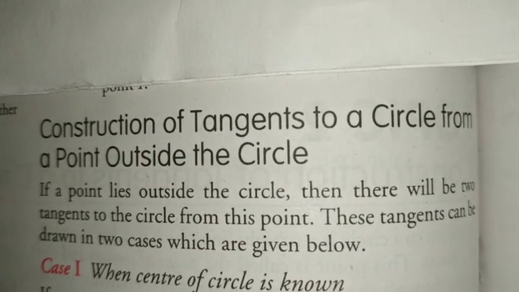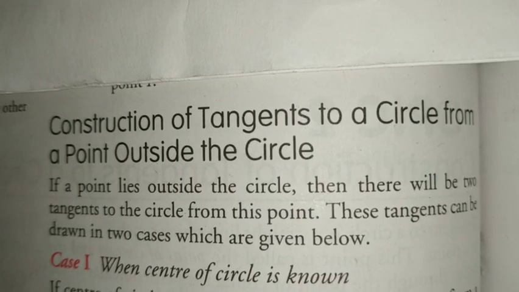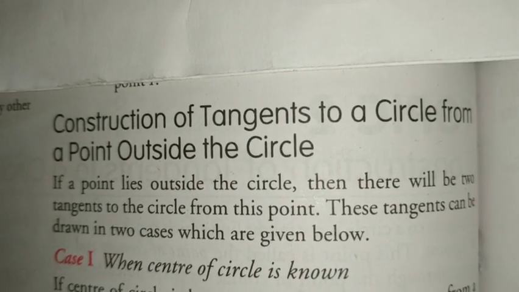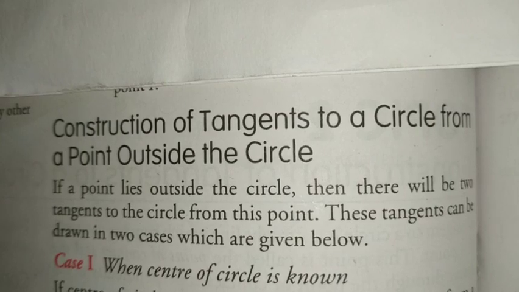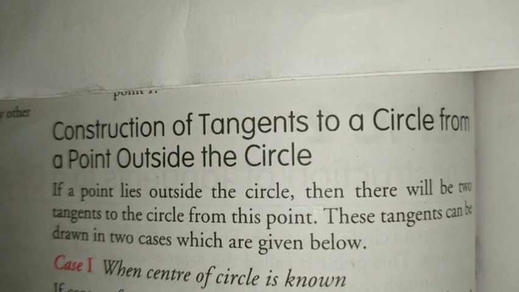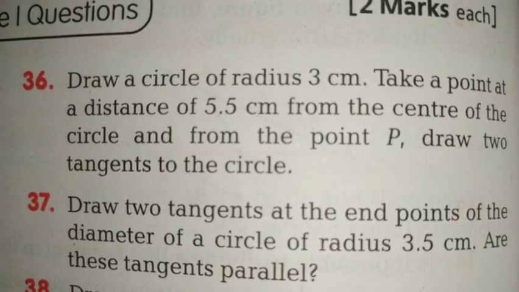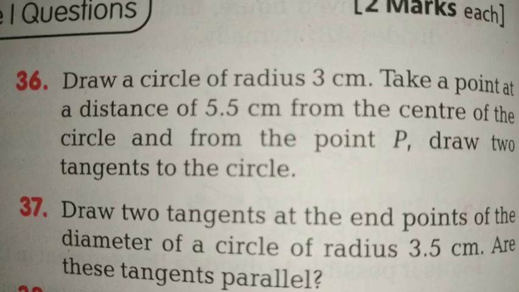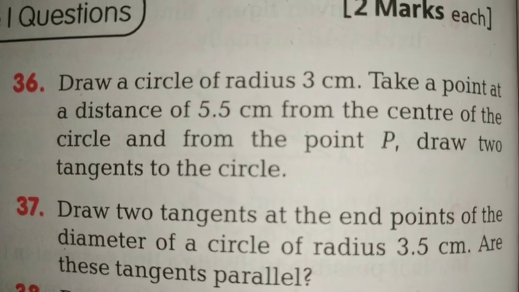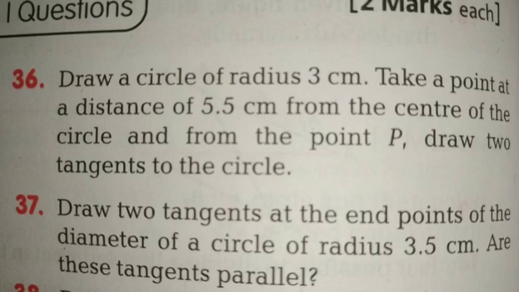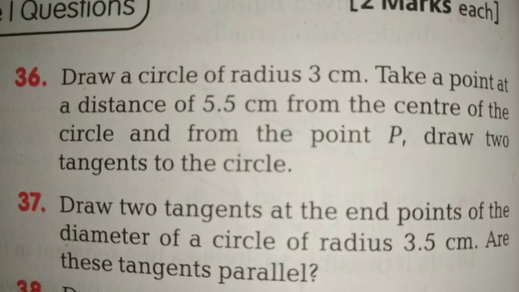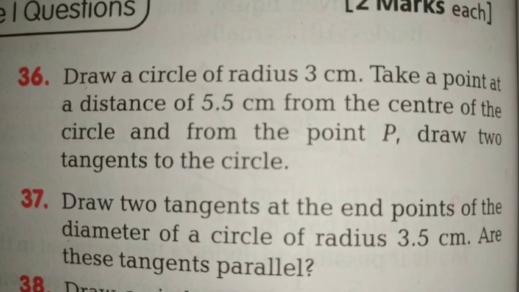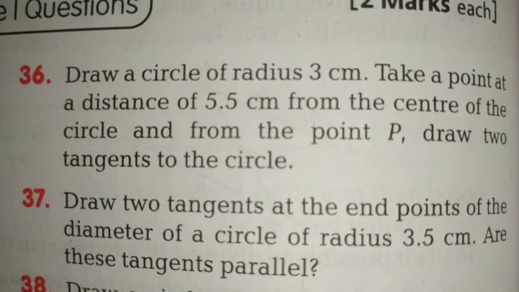First topic is construction of tangents to a circle from a point outside the circle. So for explaining this topic, we take one example. You also get ready with the geometrical apparatus and construct with me. Let us take this example. Draw a circle of radius 3 cm. Take a point P at a distance of 5.5 cm from the center of the circle, and from the point P draw two tangents to the circle.